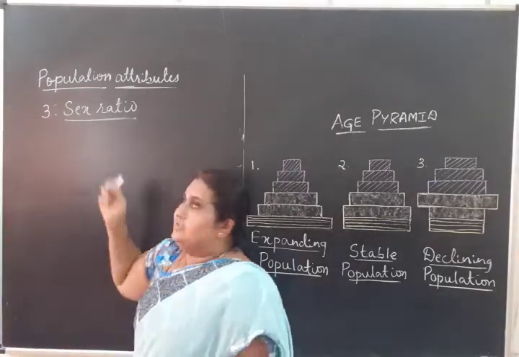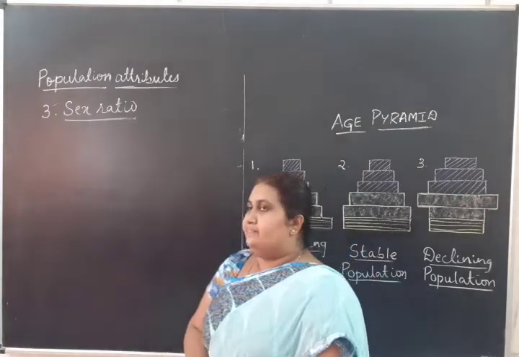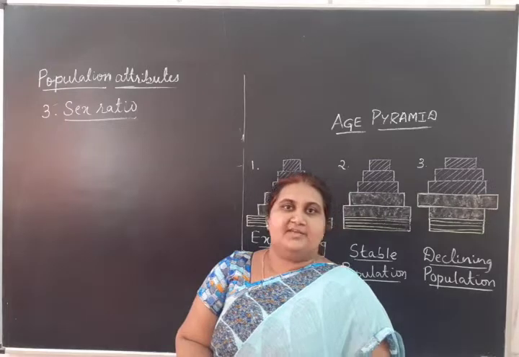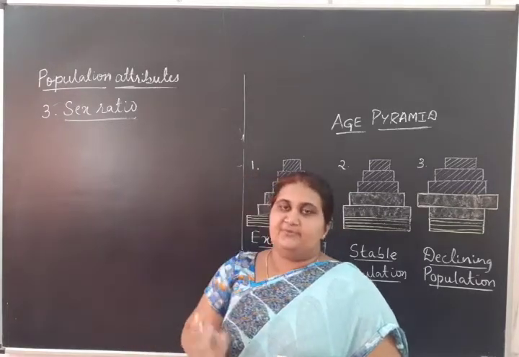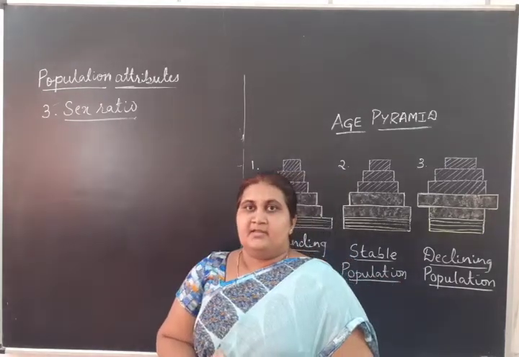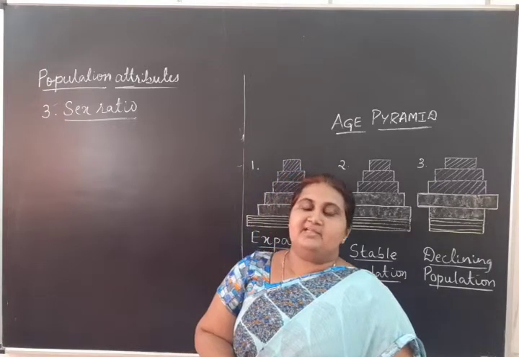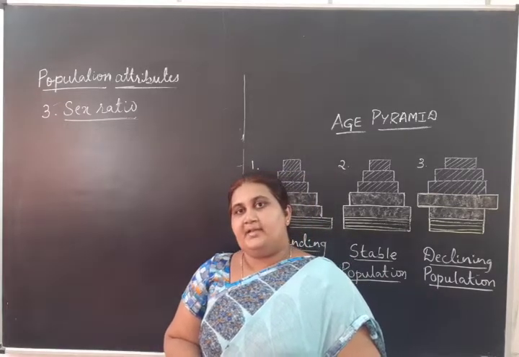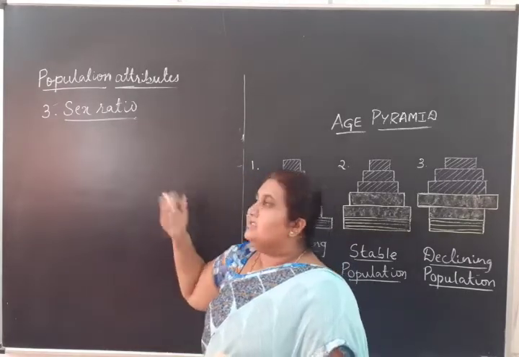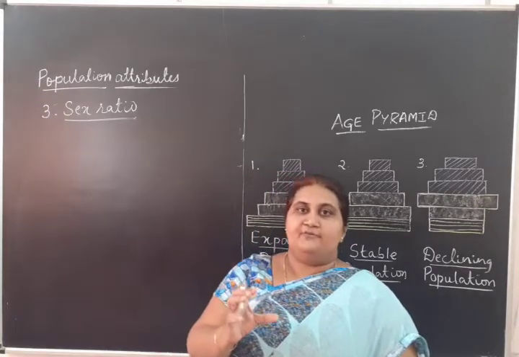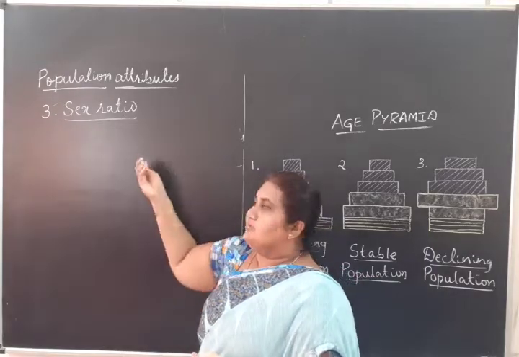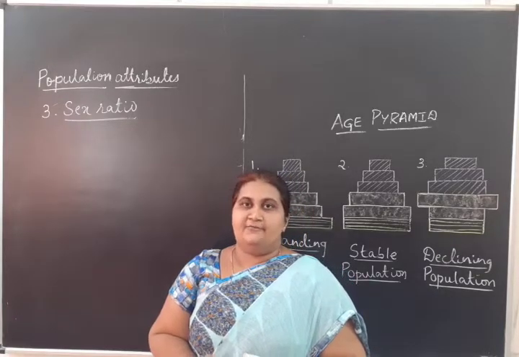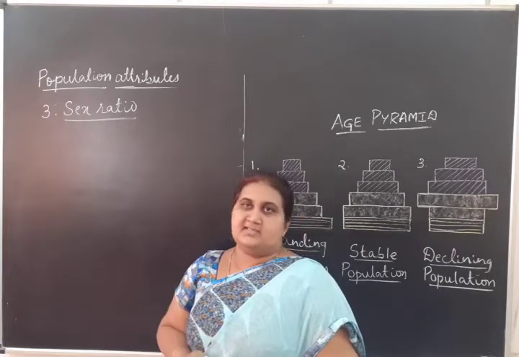The next population attribute is sex ratio. An individual may be either a male or a female, but within a population we can find some individuals will be male, some will be female. So the number of males and females per 1000 individuals is called sex ratio. Within 1000 individuals, how many are males and how many are females, that is the sex ratio. Or the percent of males and females within a population is also the sex ratio. For example, in any population, 60% of the individuals are females and 40% are males.